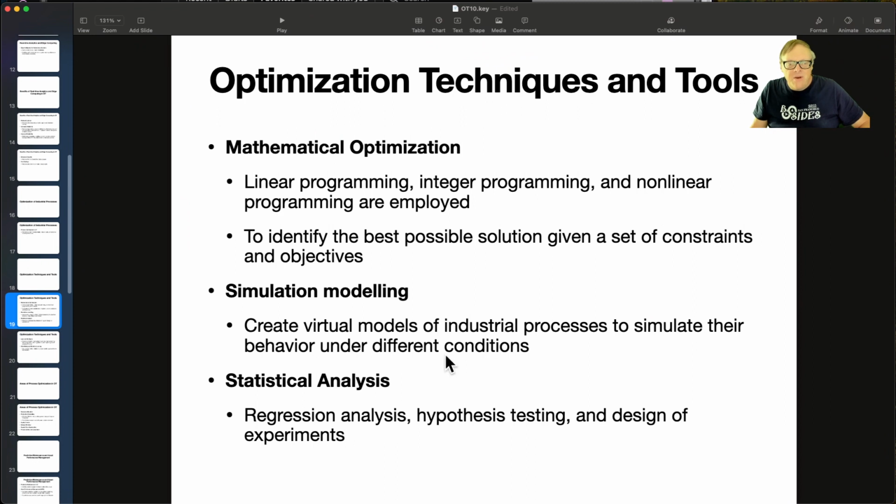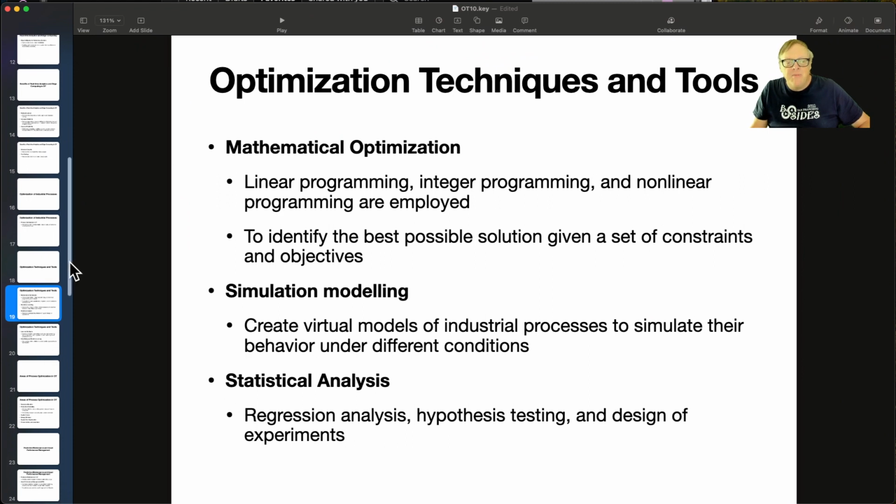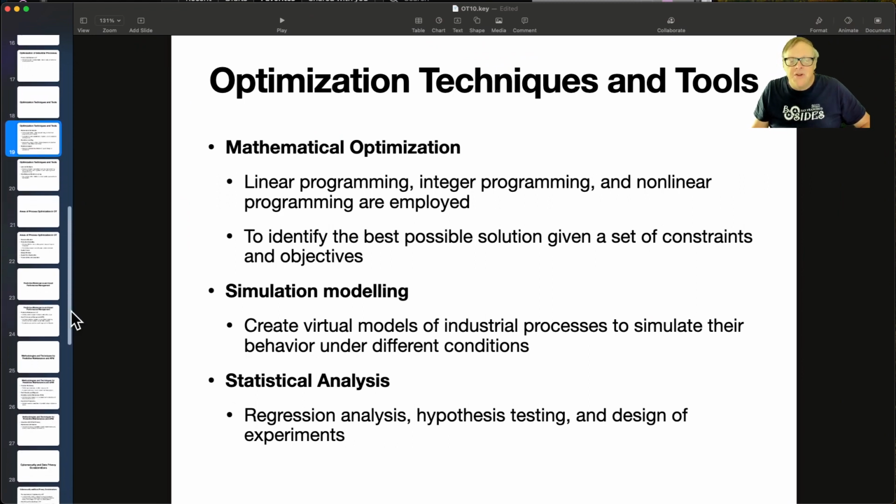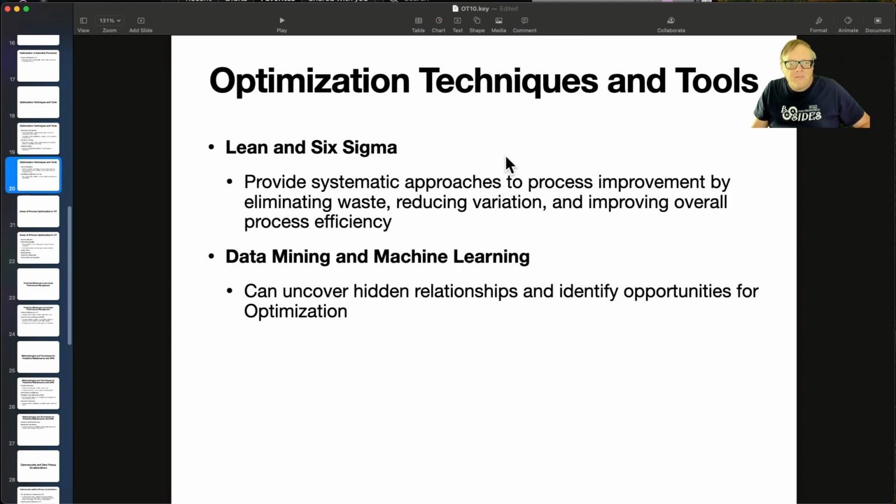Anyway, then you can have simulations of your models and statistical analysis, of course, to test hypotheses and consider various options here. And regression, where you try to optimize things by adjusting parameters to get the best result. Lean and Six Sigma are interesting. Lean tries to remove waste. I don't know the details of it.